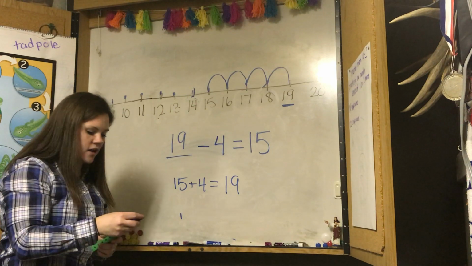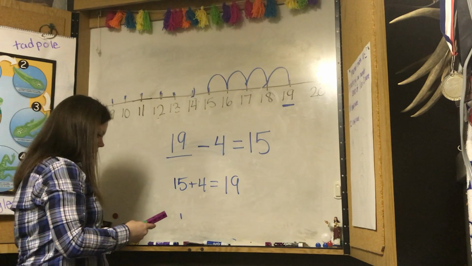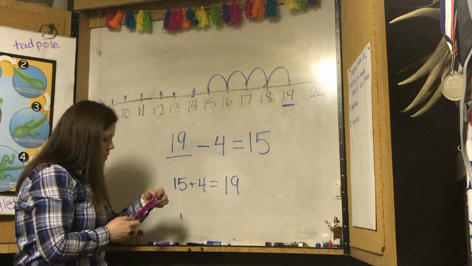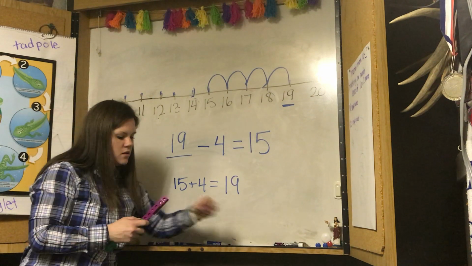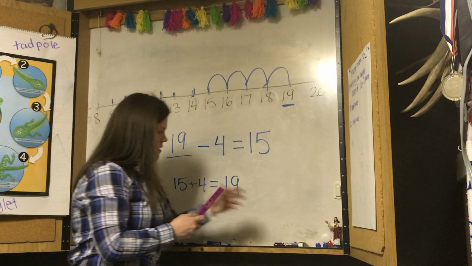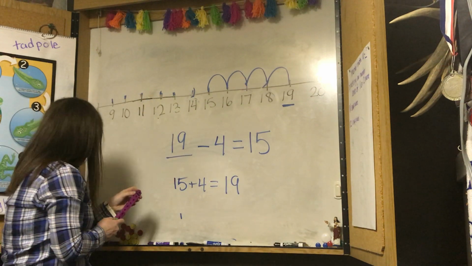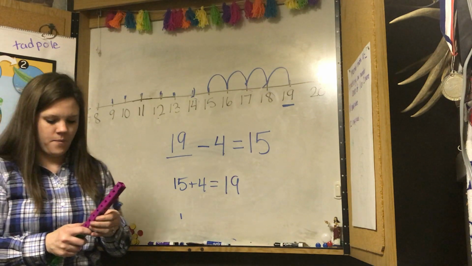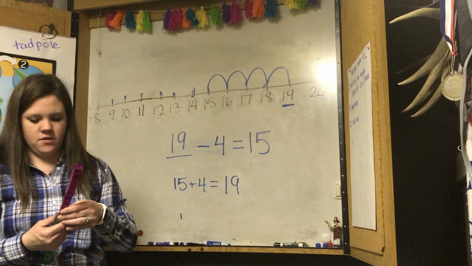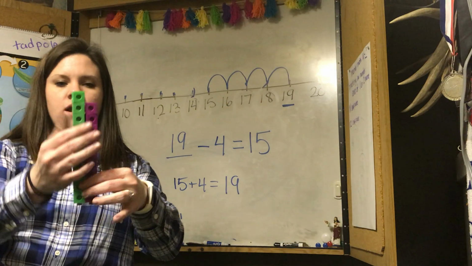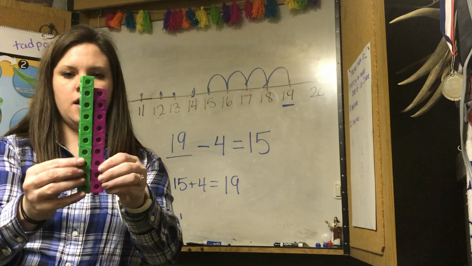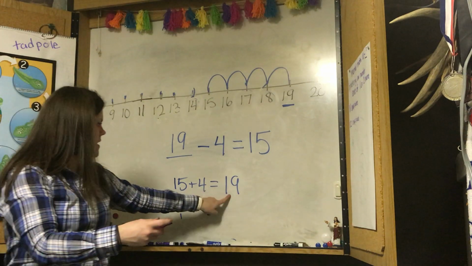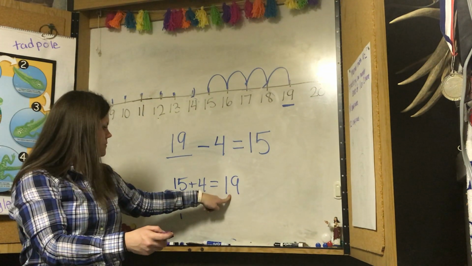Well, let's check to make sure that's true with our counters. I have 14, 15, 16, 17, 18, 19. Okay. So I have 10 greens, right? I have 10 greens. I have 9 purple. 10 and 9 together, I know, make 19.